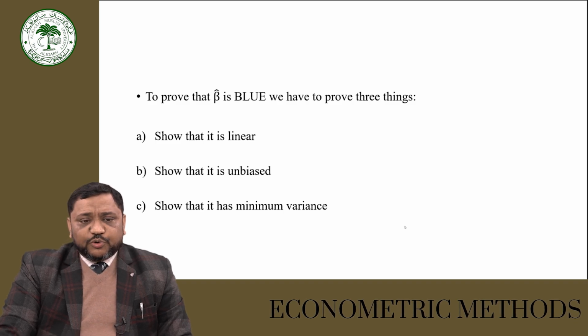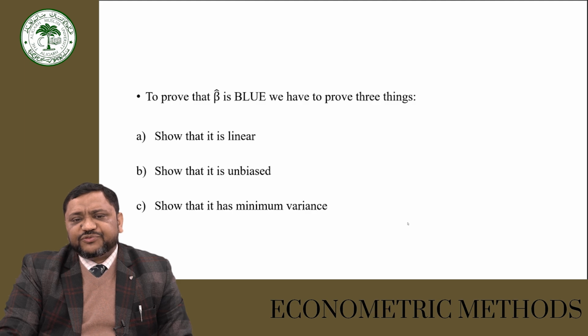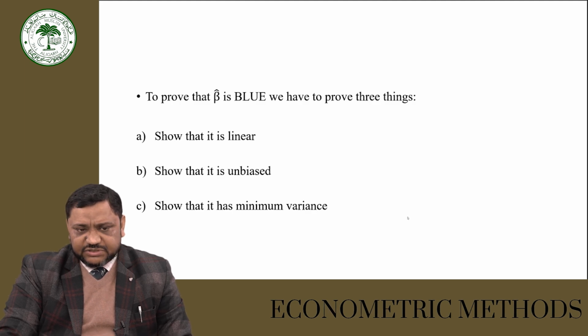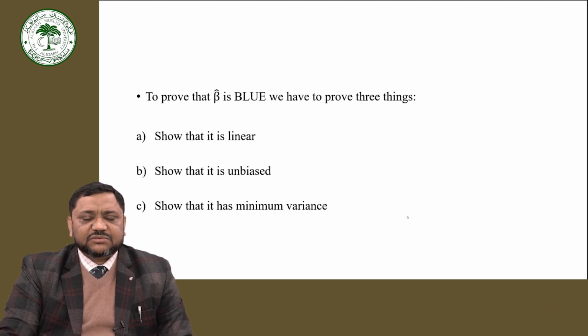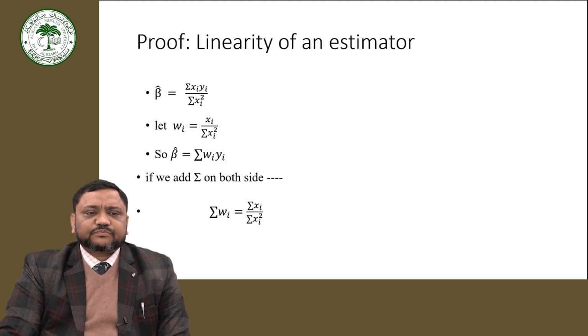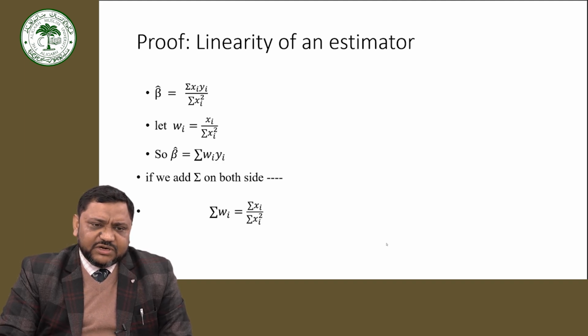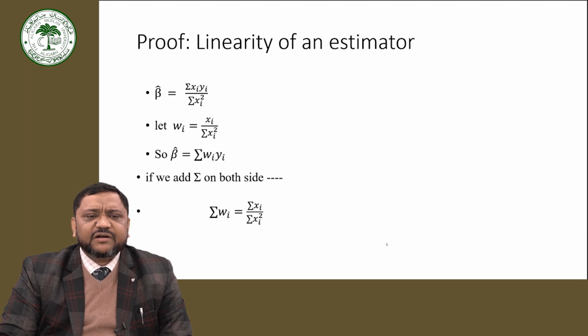So to prove that beta hat is BLUE, we basically have to prove three things. First, it is linear. Second, it is unbiased. And third, it has the minimum variance. Now, we go for the first one. Let us try to prove that my beta hat is a linear estimator.